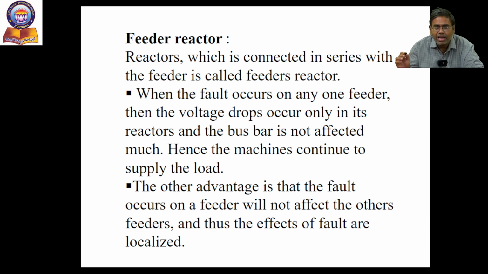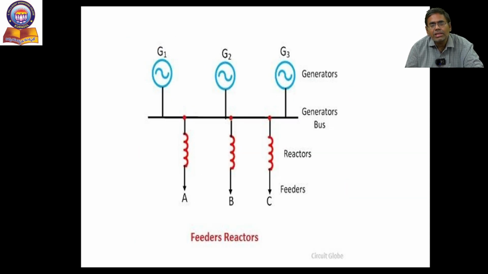When a fault occurs on any feeder, the voltage drop occurs only across its reactor, and the bus bar voltage is not affected much, hence the continuity of supply to the load is maintained. The other advantage is that a fault on a feeder will not affect the other feeders, thus the effects of faults are localized. The continuity of supply will increase. This is nothing but feeder reactors. All the reactors are connected in series with each feeder.